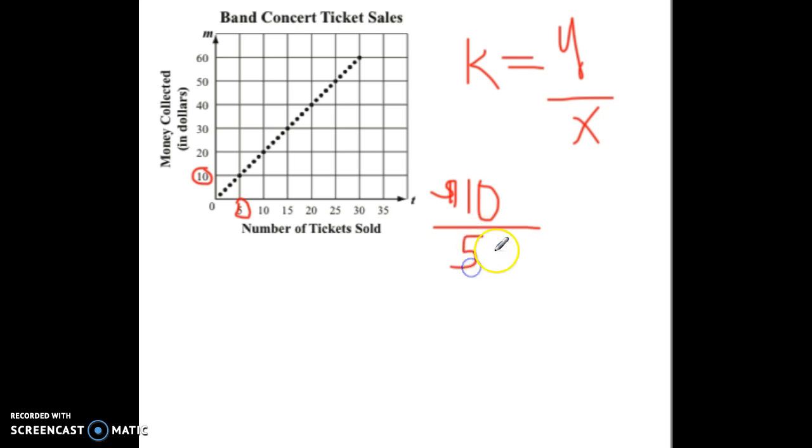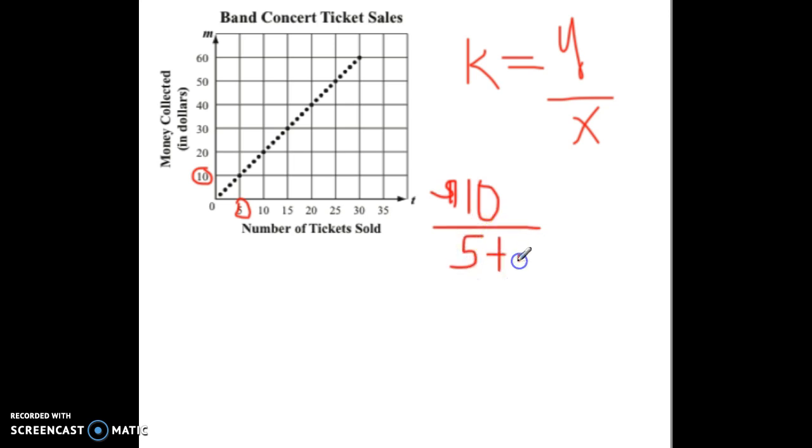Remember that k equals y divided by x. So we just have to find a couple of spots and make sure that, hey, this works. So my first one I'm going to look at is 10 over 5. Now don't forget, we want to recognize the meaning of this. It's how many dollars are collected for how many tickets sold. So we have $10 for every 5 tickets sold.